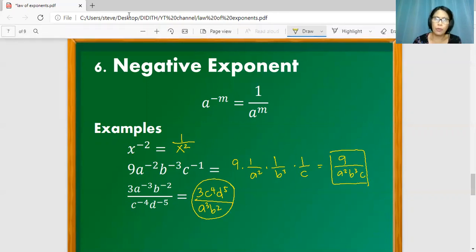So I hope you were able to understand simplifying expression using the law of exponent. And that's it for now.